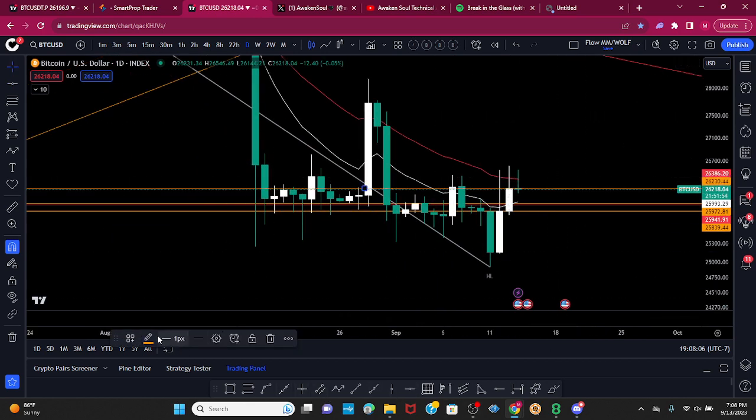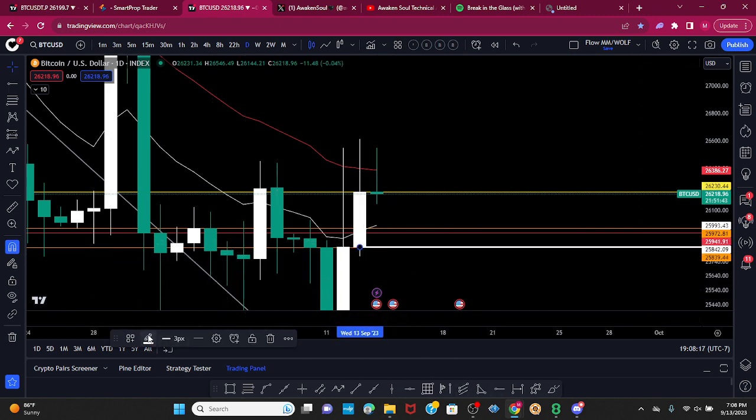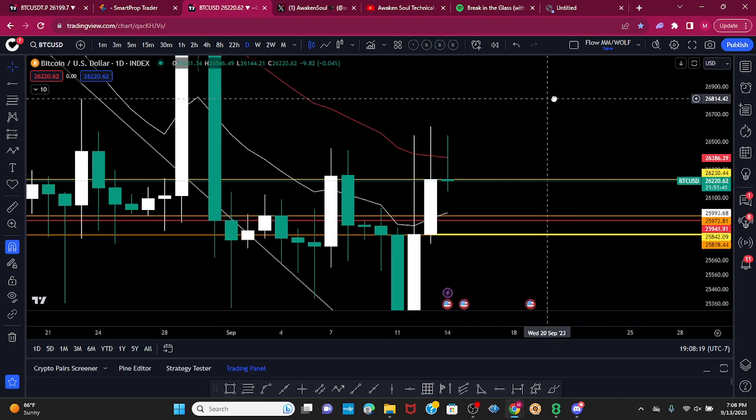So this is your day range. That's going to be my resistance, and my support will be confluence with the weekly. Same process. Wonderful.